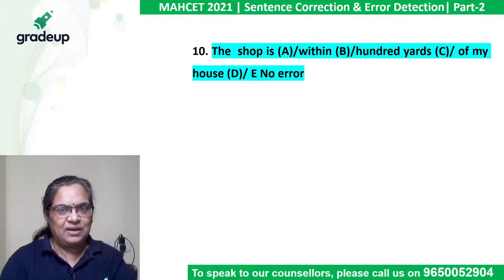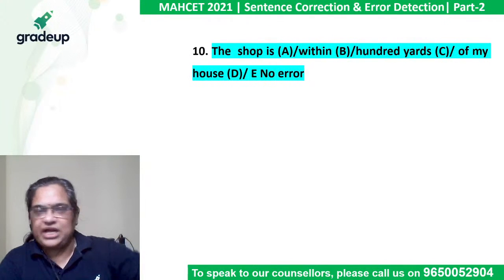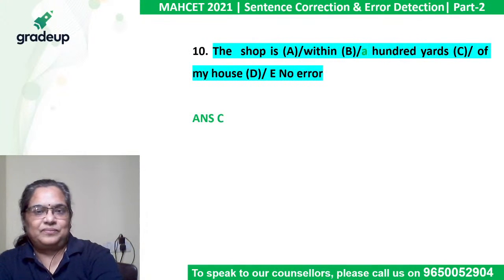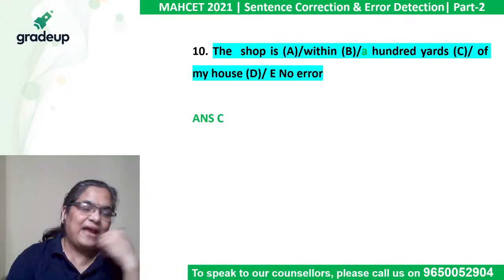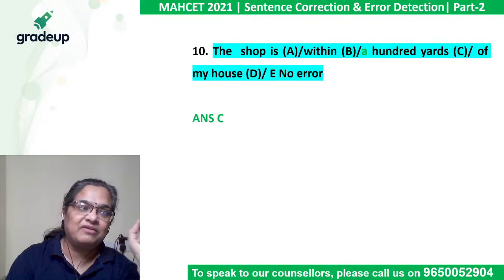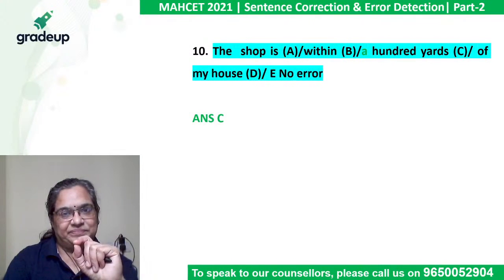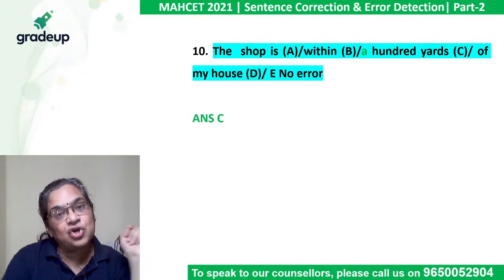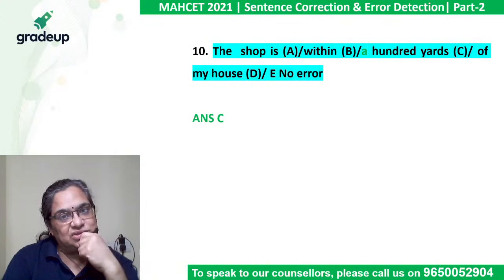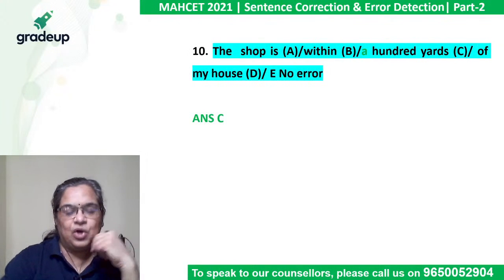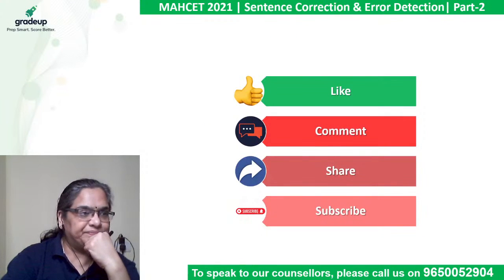Mera ghar yahan hai, 100 yards ke andar, and something else, "is of my house" is also correct. Okay. Answer is C. 100 yards, not 100 yards. Within 100. He scored 100 runs or he scored 100 runs? 100 yards. All right. Okay. Next question.